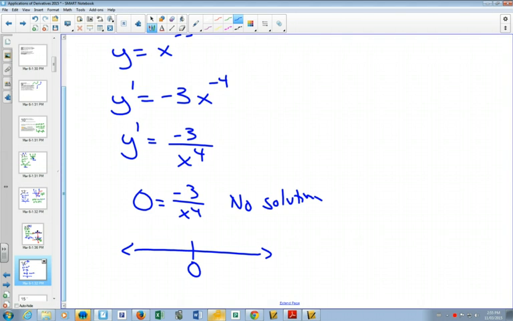And if we try a number less than 0, a negative number, well, x to the 4 is always going to be positive no matter what. So it doesn't matter what number we put in, it'll always be negative. That means this function is always decreasing.